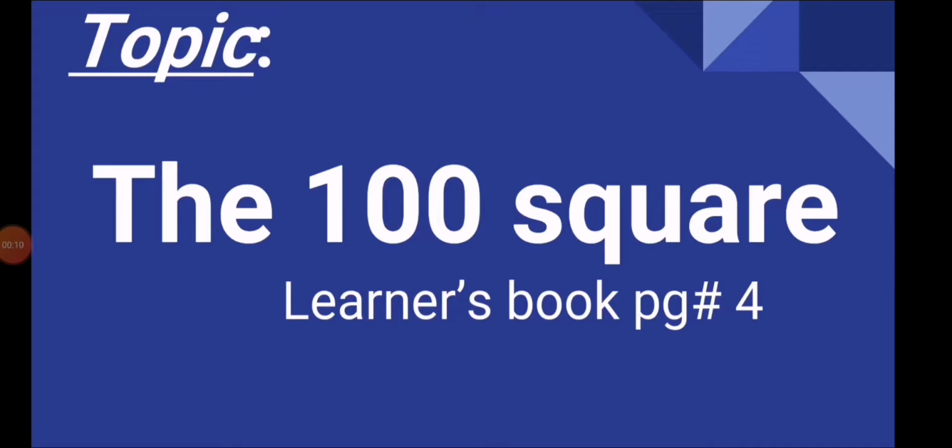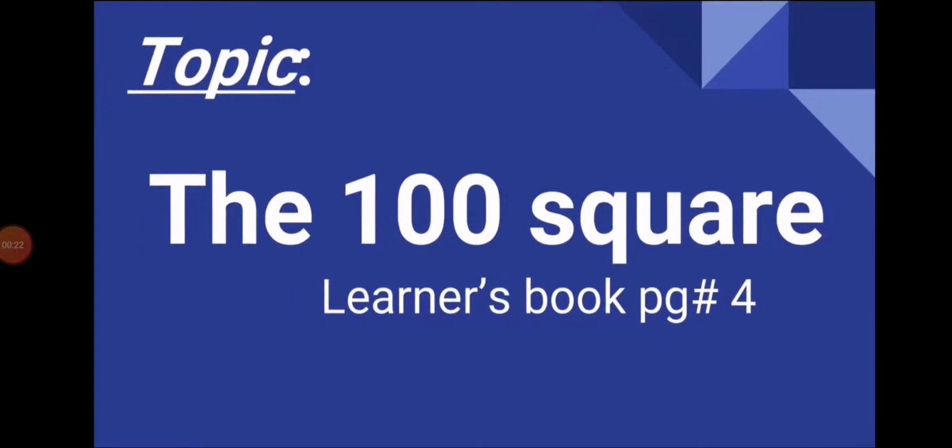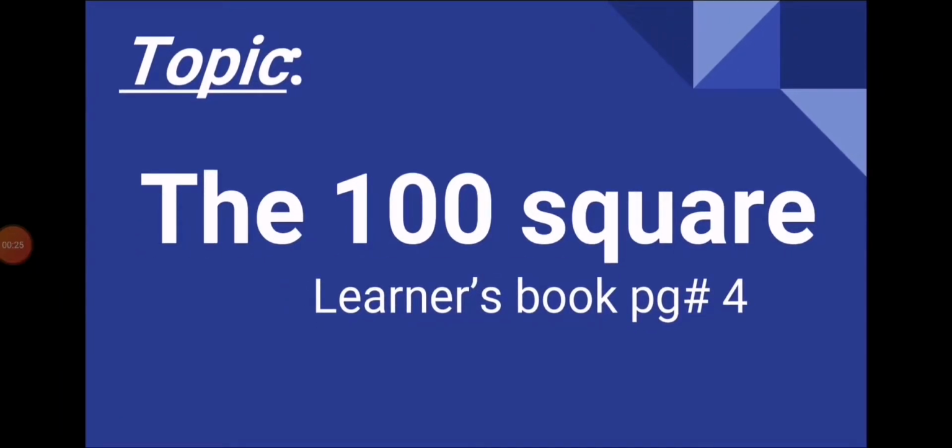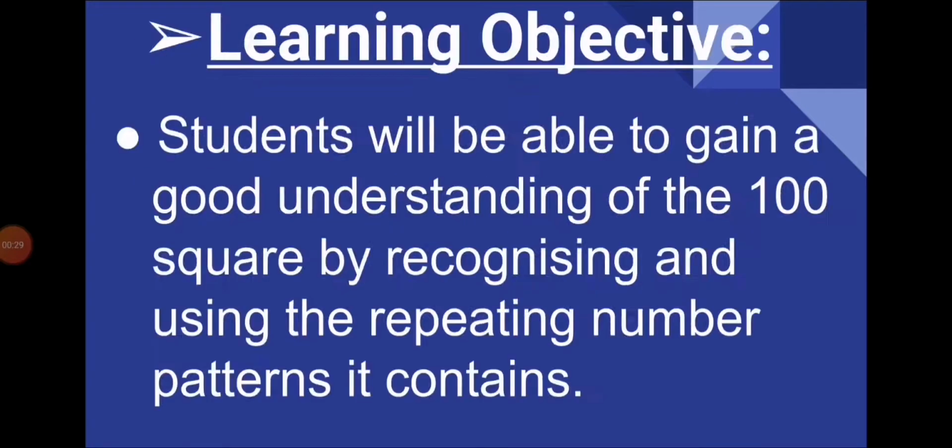Today we are starting our Cambridge Primary Mathematics Learner's Book. The topic is the 100 square. Learner's Book, page number 4. In today's lesson, we will learn about the 100 square grid. Our learning objective is that students will be able to gain a good understanding of the 100 square by recognizing and using the repeating number patterns it contains.